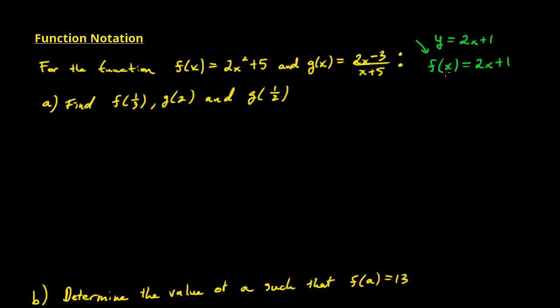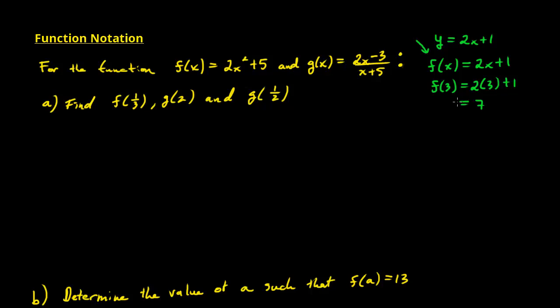If I wanted to put into my function the value, let's say 3, and see what value I'd get out, I would write f of 3. It means that I'm inputting 3 into my function. So when I input 3, it's going to multiply it by 2 and then add 1. We get 2 times 3 plus 1. 2 times 3 is 6, 6 plus 1 is 7. So f of 3 is just 7.